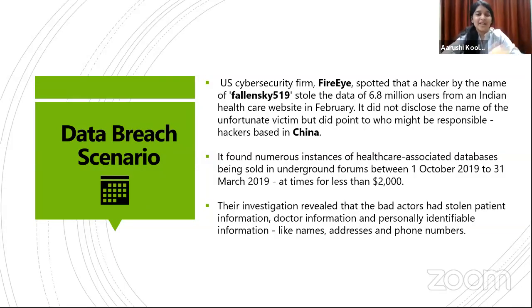It did not disclose the name of the unfortunate victim, but did point to who might be responsible: hackers based in China. Numerous instances of healthcare associated databases were sold in underground forums between October 2019 and March 2019, at times for less than $2,000. The investigation also revealed that the bad actors had stolen patient information, doctor information, and many personal details like name, contact numbers, and addresses.